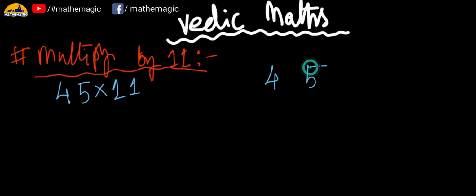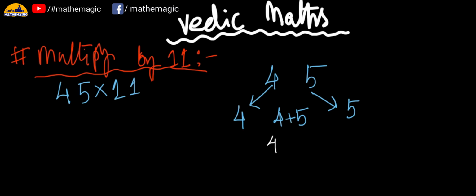Let me explain it once again. I am going to separate 4 and 5. I am going to keep 4 and 5 on the left-hand side and the right-hand side. In between I am going to keep the addition of the two numbers, that is the addition of 4 and 5. So the ultimate number that comes out is 4, 9 and 5. Yes, that's your answer, guys. Thank you. Let's move ahead with the next example.